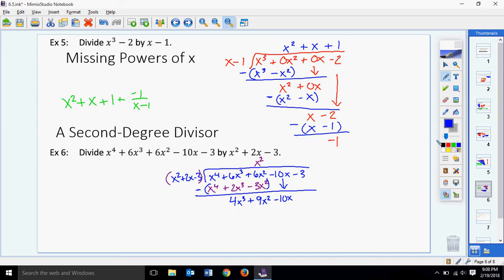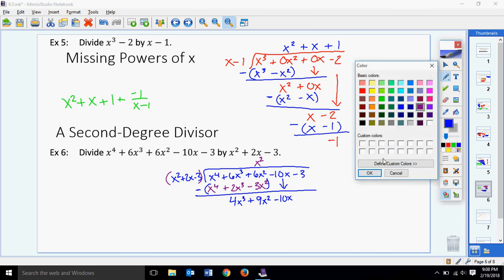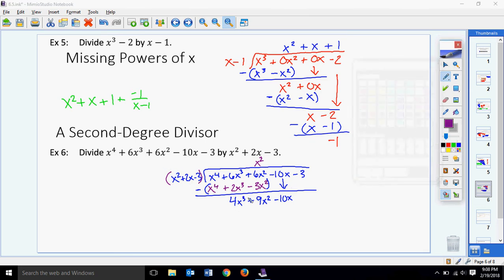What do I do from here? Well, remember we want to ask ourselves, x squared times what will give you 4x cubed? Remember, the other way you can think about it is 4x cubed divided by x squared. What's that going to leave you with? Well, it'll leave you with a +4x. So 4x times x squared is 4x cubed. 4x times 2x is an 8x squared. And 4x times a -3 is -12x.